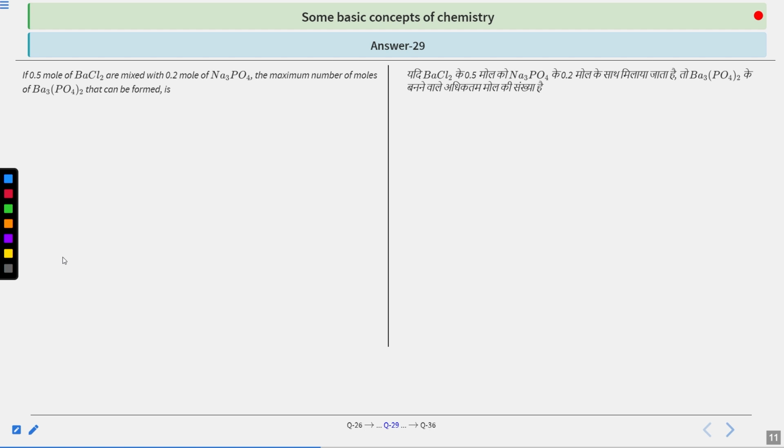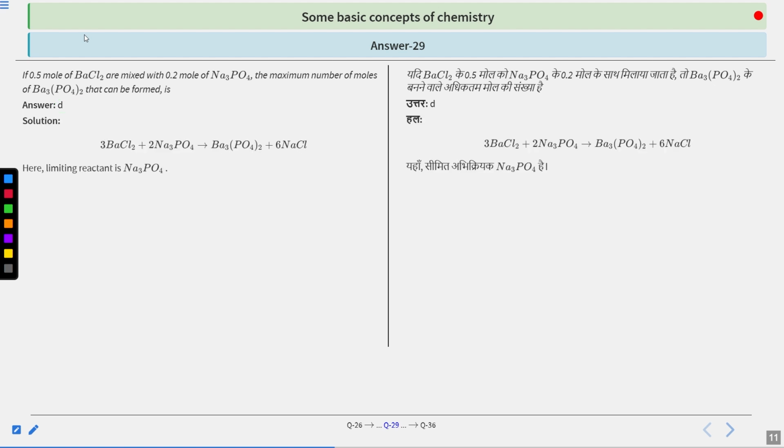So the question is saying that we are taking 0.5 moles of BaCl2 and mixing it with 0.2 mole of Na3PO4, and what is the amount of Ba3(PO4)2 that will be formed? First of all, the correct answer is D. Let us see the explanation for that. For solving such questions, we have already seen what we will do. We will write the balanced chemical equation. This is the balanced chemical equation, very easy to write.